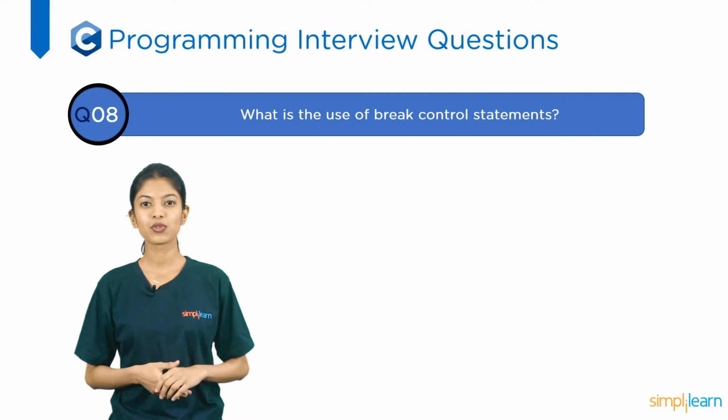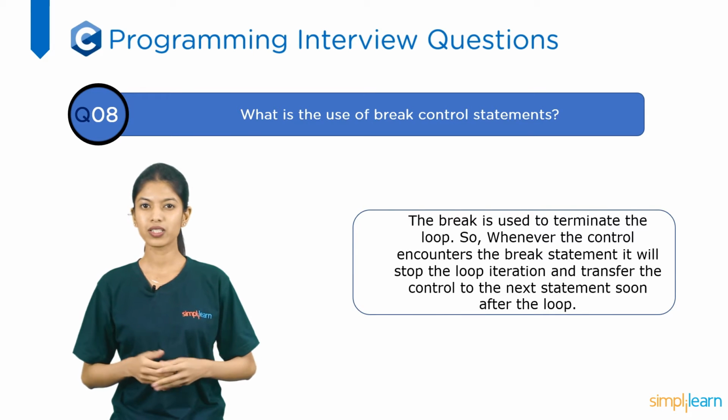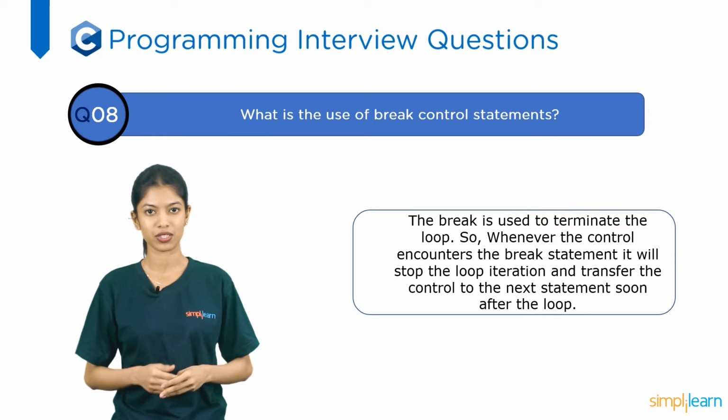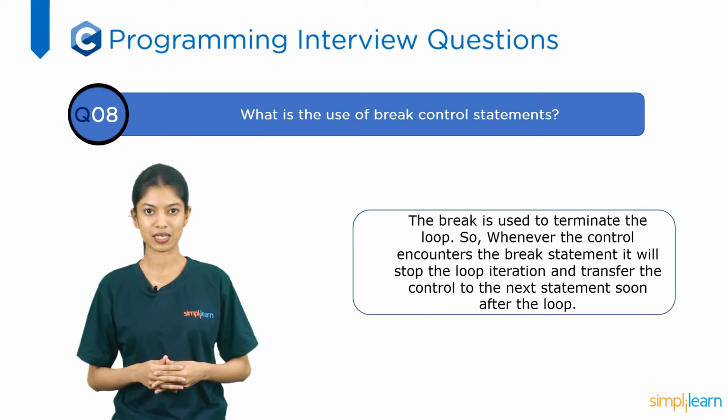Next, what is the use of break control statements? Break is used to terminate the loop. So whenever the control encounters the break statement, it will stop the loop iteration and transfer the control to the next statement soon after the loop. Generally, break statements are used in loops and switch control statements.